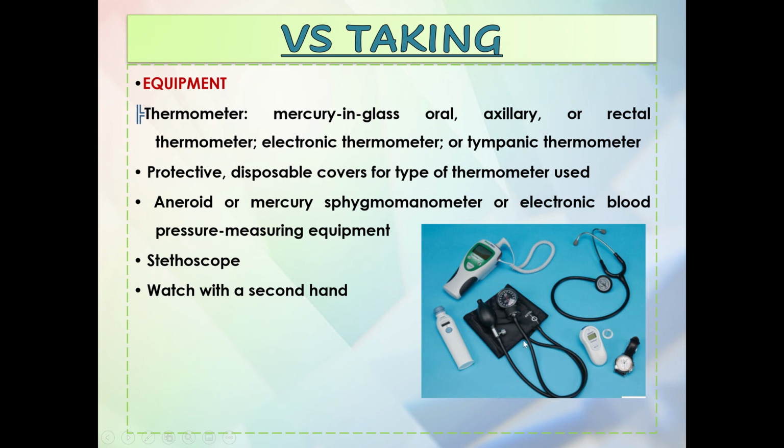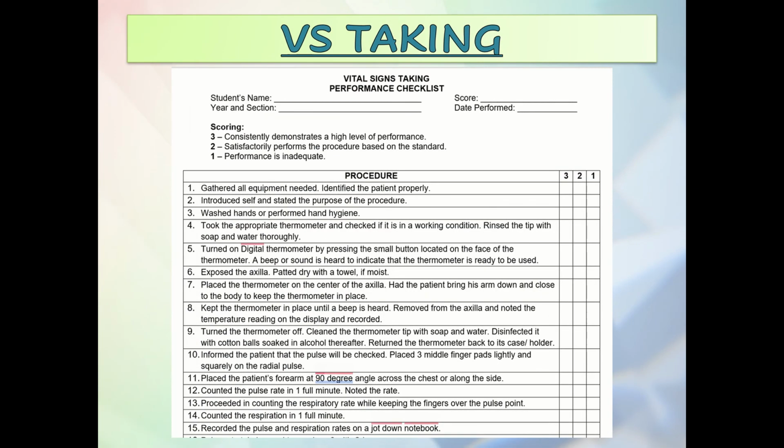So, this is the aneroid. So here we have the thermometers. And then you have the stethoscope here. And then a watch with a second hand. So we will use the watch while counting the respiratory rate and pulse rate. Okay? So those are the equipment.